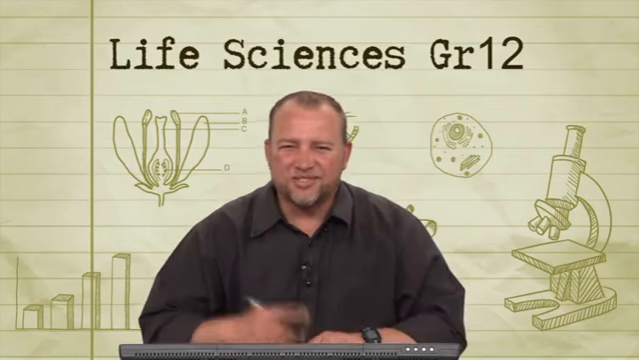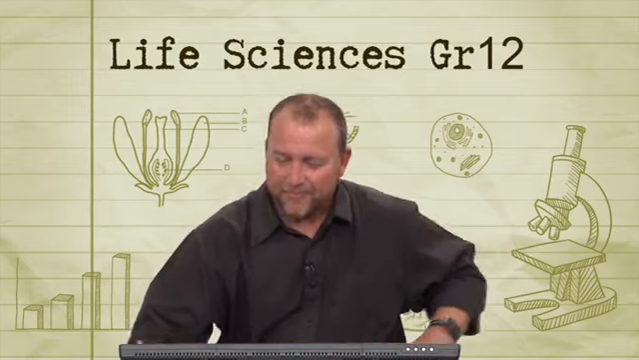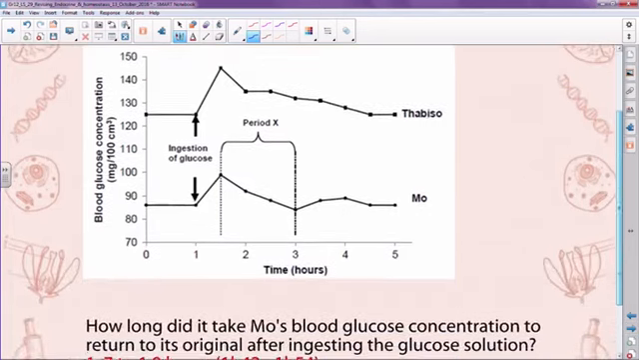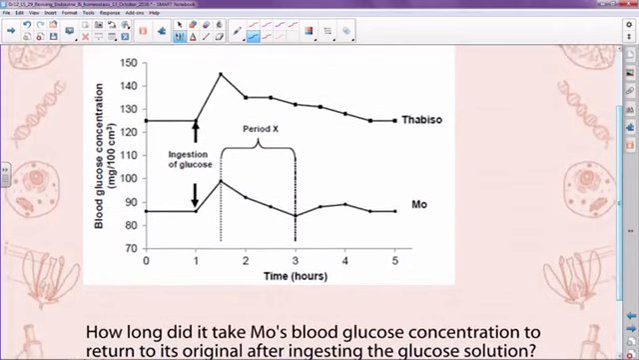I think I caught you. Okay, let's have a look at this. Now, we're looking at the period, or how long it took for his glucose levels to get back to its original amount. And of course, that is period X, okay? What's the original amount? So let's have a look. The beginning is round about there, and this one is round about there.